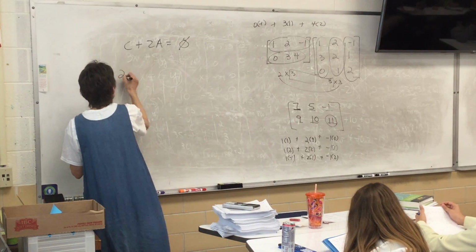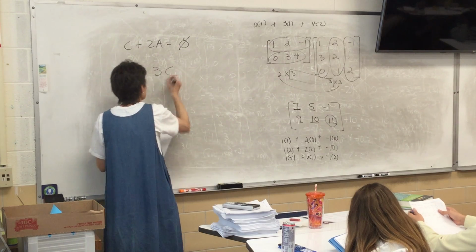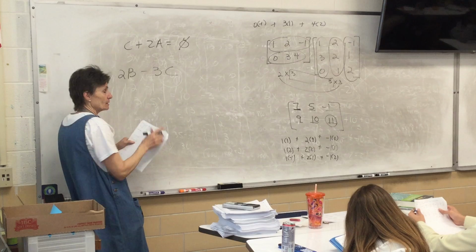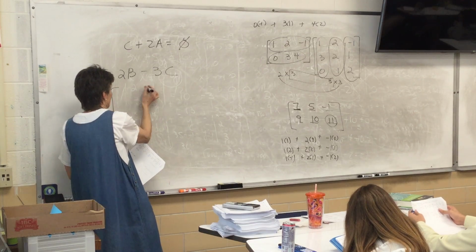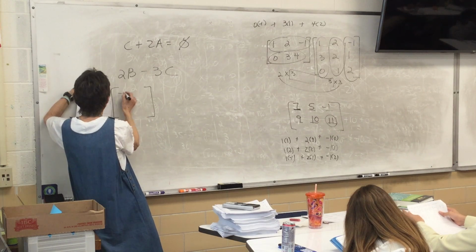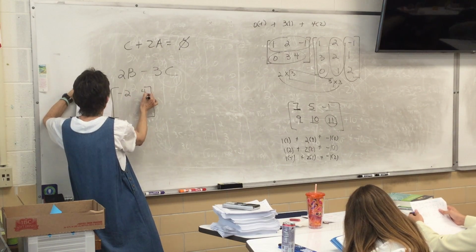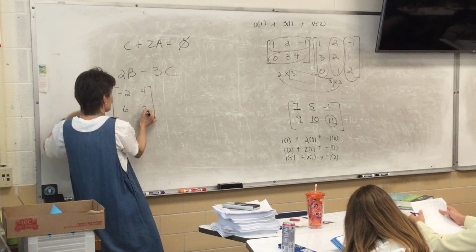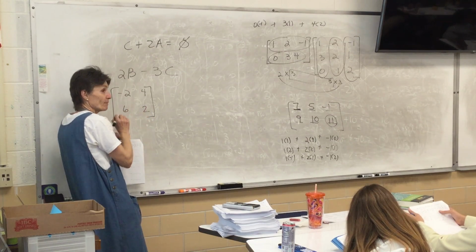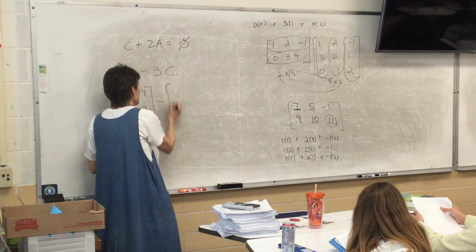2B minus 3C. Oh, I think I can do that one. What's 2B? Negative 2, 4, 6, 2. Is that all right with everybody? When we multiply by 2, we just multiply everything by 2. And let's do the same thing here.